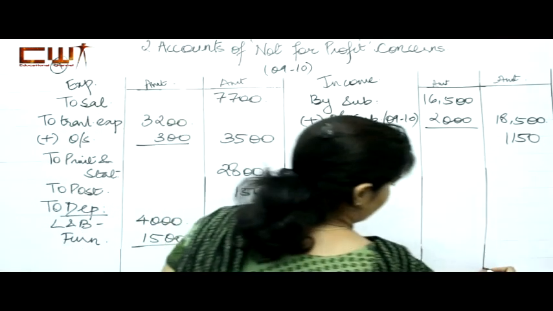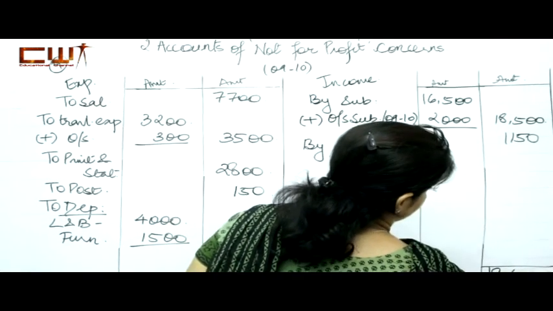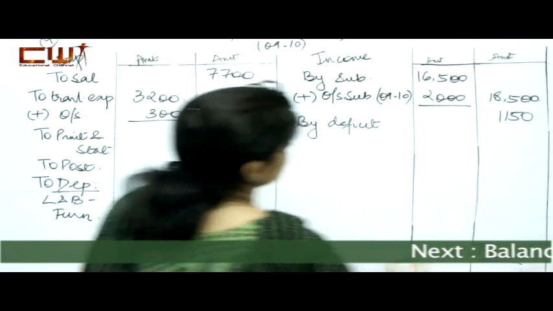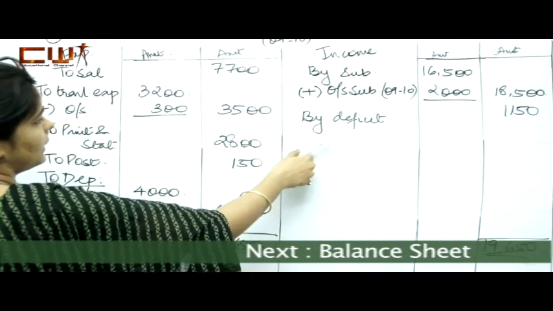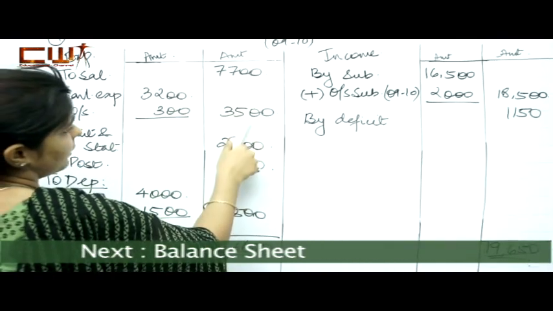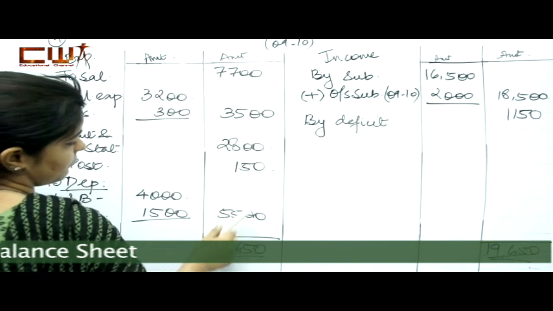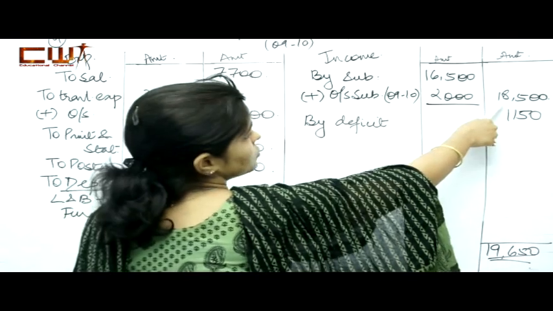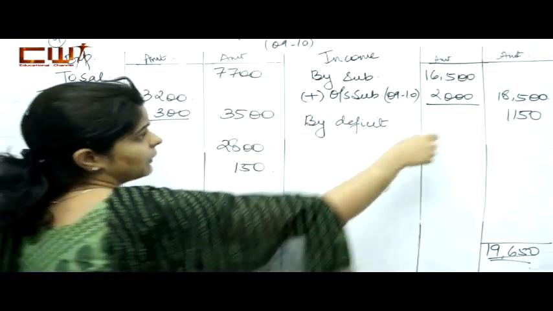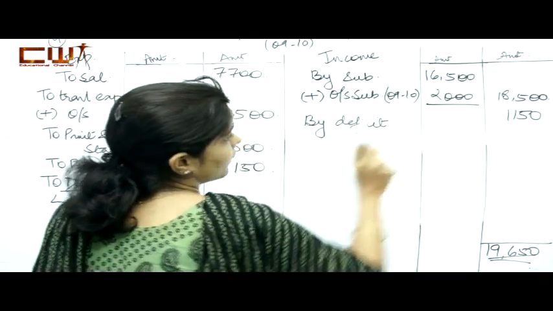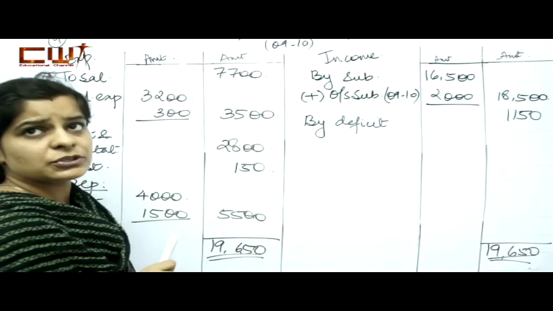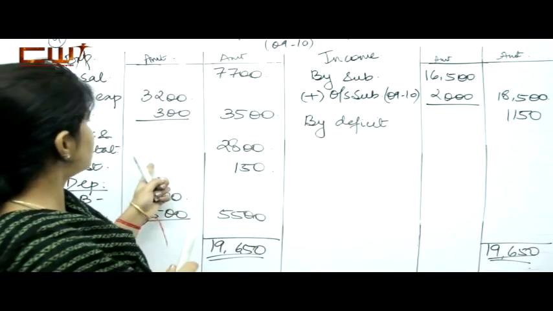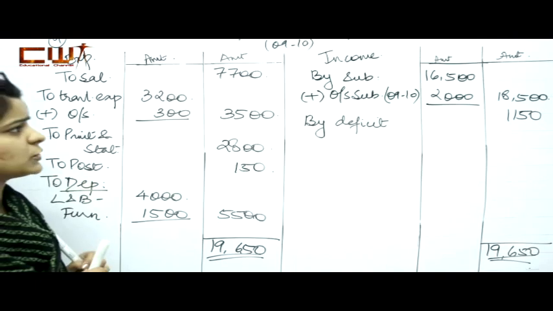So the total again will be 19,650. You had only one item on the income side, and on the expenditure side you have 7,700 plus 35 plus 28 plus 150 plus 5,500, making 19,650. You had just 18,500. 19,650 minus 18,500 will give you 1,150. This is the deficit. This is the income and expenditure account of question number 9.